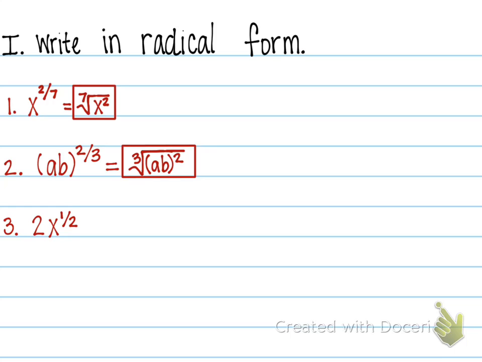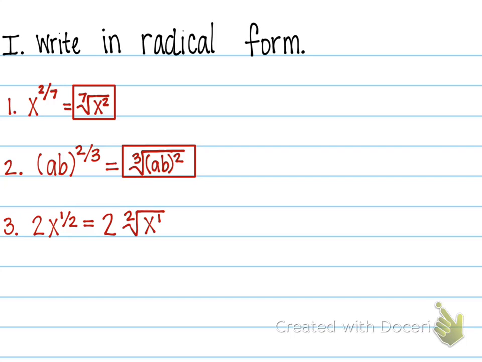Number 3, we have 2x to the 1/2. Notice here that we don't have parentheses, so the 2 does not have the power of the 1/2. So we're going to keep the 2 outside of our radical, and then since we have a 2 in the denominator of our rational exponent, that's going to be our index. So we have 2 times the square root of x to the 1st.